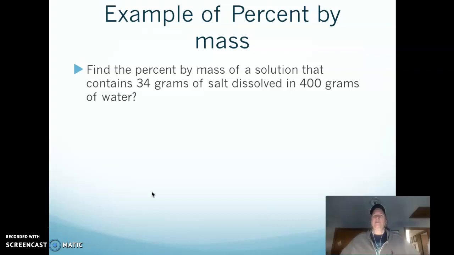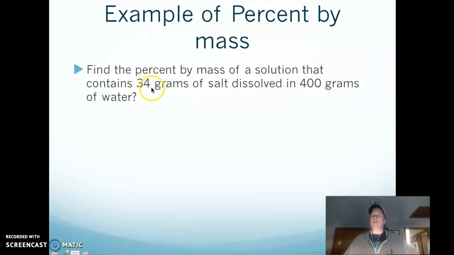Here's an example of a percent by mass. Find the percent by mass of a solution. We have 34 grams of salt dissolved in 400 grams of water. Now, percent mass is mass of solute over mass of solution. Here they give me the solute and the solvent.